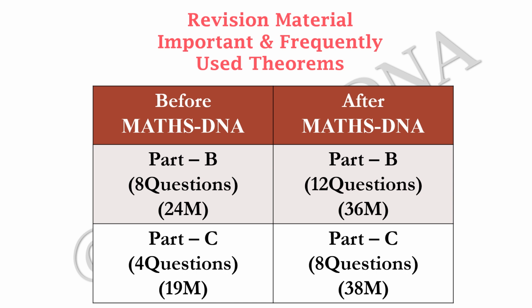You are able to take 12 questions and you get 36 marks, and in part C the questions get doubled and you can easily tick 8 questions correctly and you can score 38 marks only by going through the important and frequently used theorems and tricks. You don't need to prepare anything else, you just go through this material once and you can easily score this much marks in part B and part C.